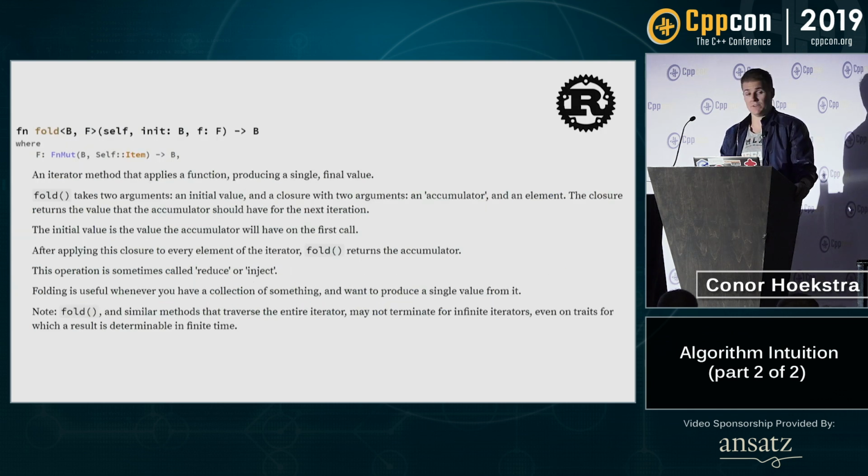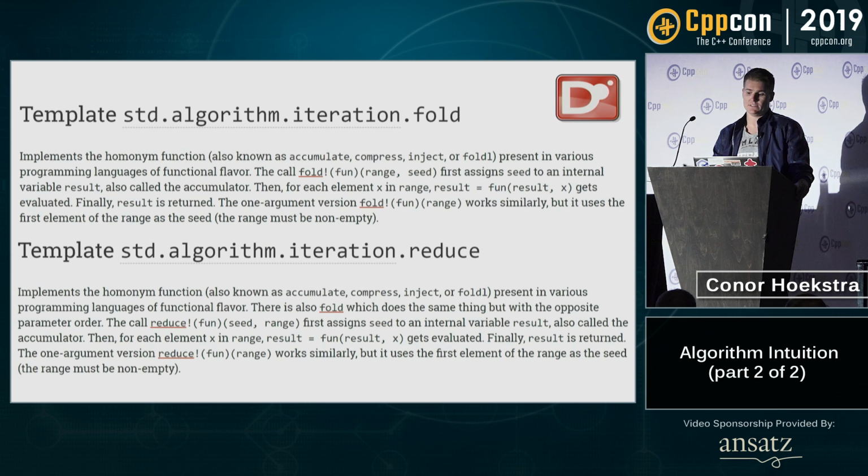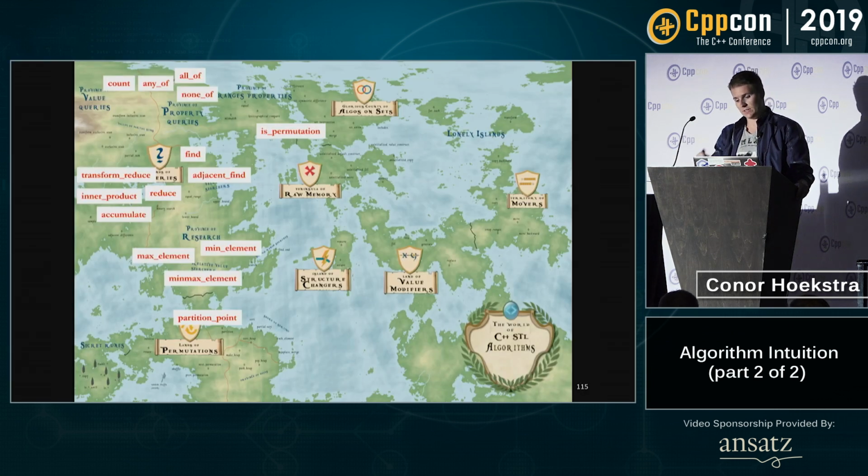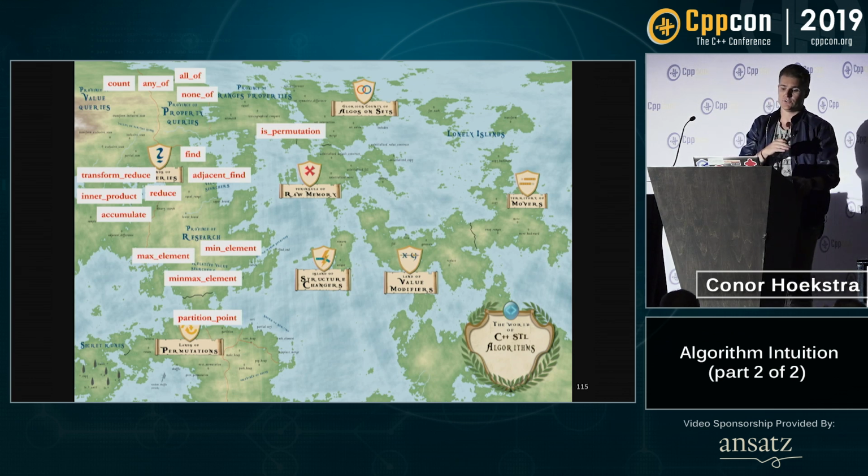We then took a look at what this is called in Rust, which is fold, and then we took a look at what it's called in D, which is both fold and reduce. And then we took a look at a bunch of different algorithms that can be implemented in terms of this std::accumulate, std::reduce, or fold algorithm.